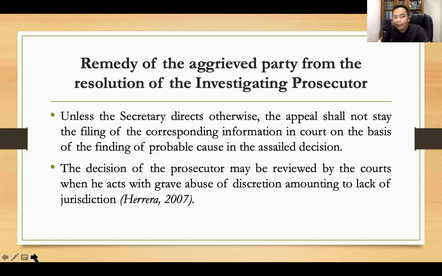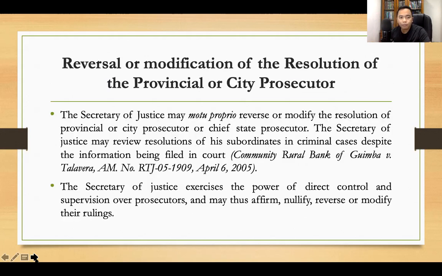And then if you lost your case at the prosecutor level, you can go up through a petition for review, a verified petition for review. Class, ano bang ibig sabihin ng verified petition for review? Meaning, the complainant or the respondent or the parties to the case must sign the petition for review. When you say verification, the party has read the contents of the petition and that the allegations therein are true and correct based on personal knowledge or on authentic records. That is what we mean by verification.